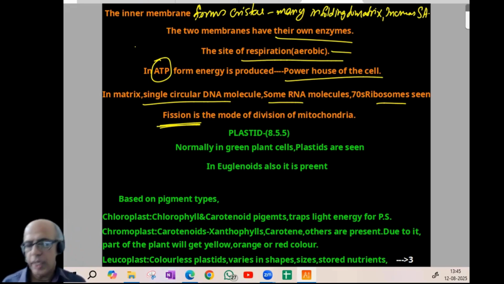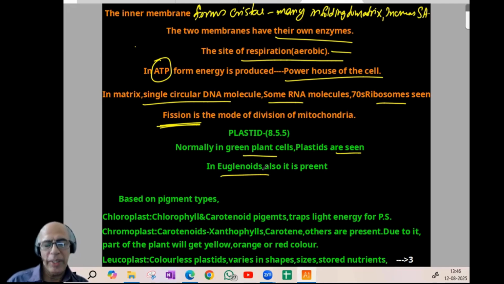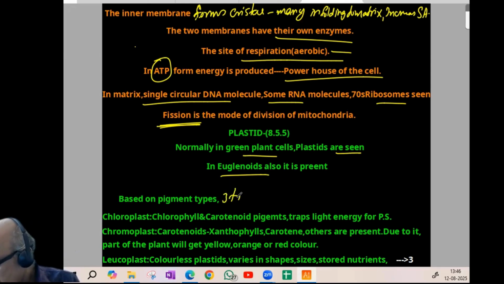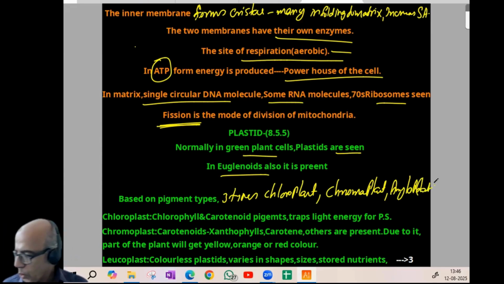Now plastid, second one. Normally it is seen in green plants. Plastids also seen in euglenoids. And based on pigment types, 3 types are available. Important. One is chloroplast. Other is chromoplast. And third is amyloplast. So chloro, chromo, amyloplast.